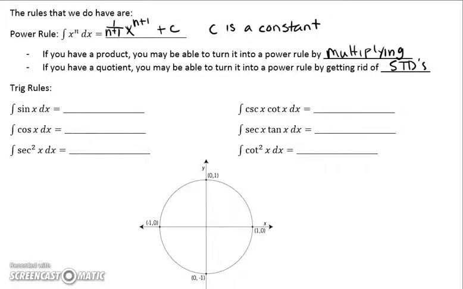The same thing works with the chain. If you have something like x plus 4 raised to the 5th power, if you multiply it out 5 times, then you'll have the power rule.